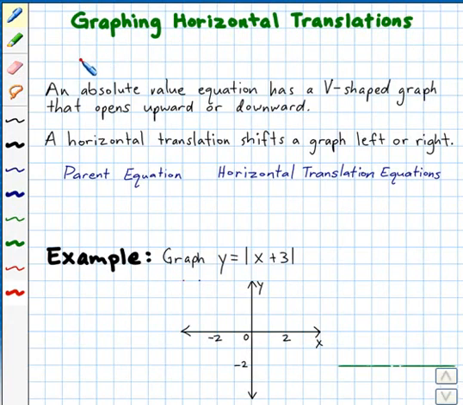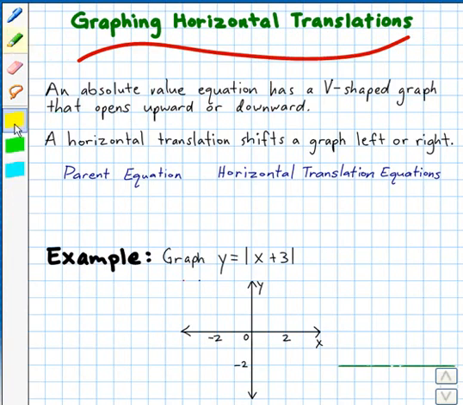Hello, I'm Mr. Scott, and I will be helping you with graphing horizontal translations. Let's start off by defining some key terms. First, we have an absolute value equation. This equation has a V-shaped graph that opens upward or downward. Next, we have horizontal translation, which shifts a graph left or right.